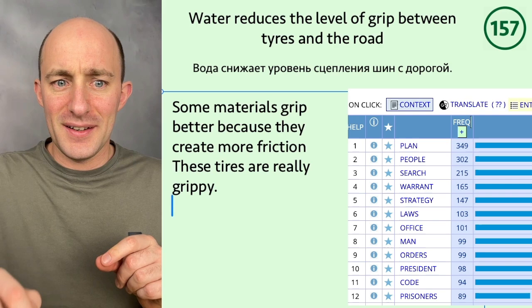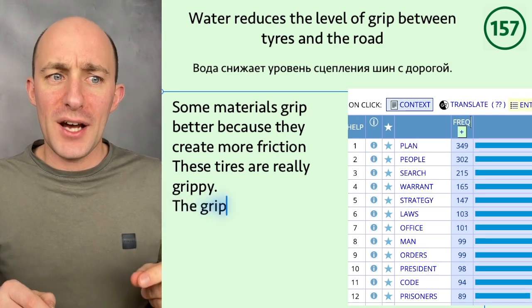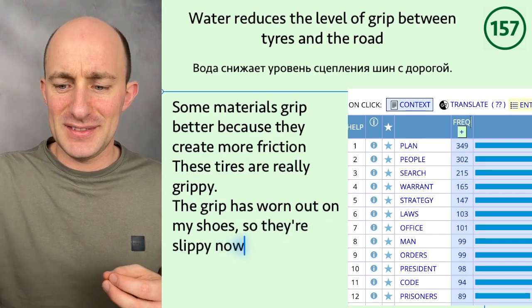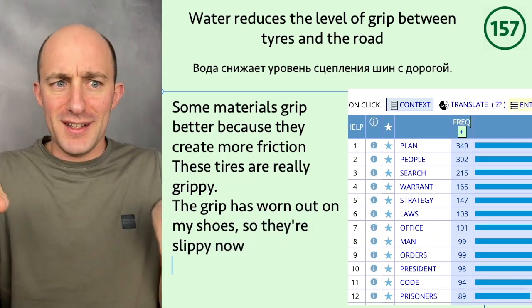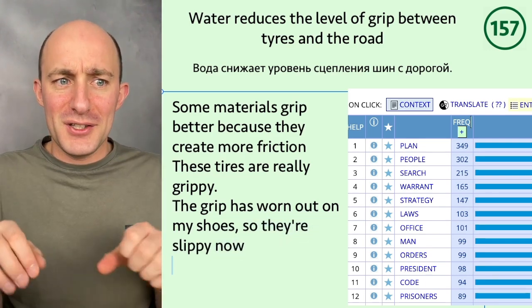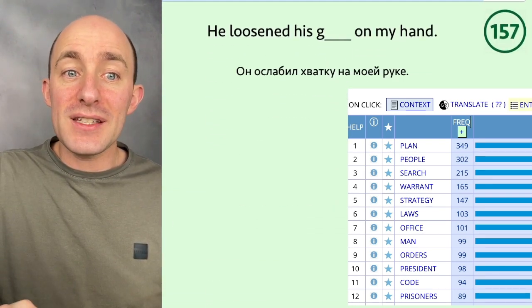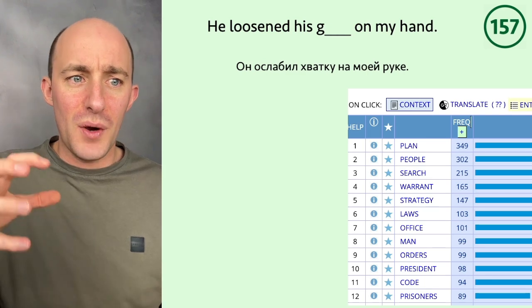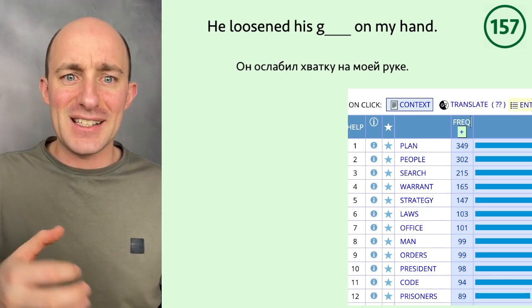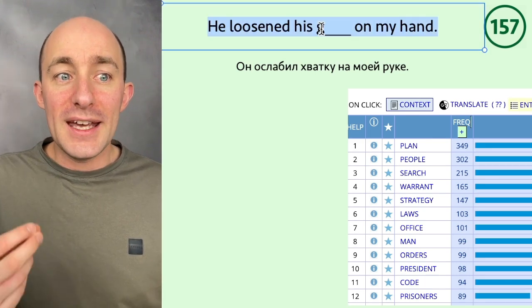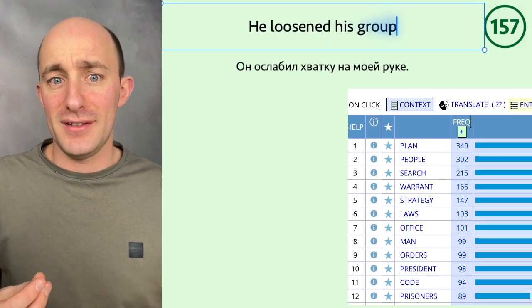Try again. The grip has worn out on my shoes, so they're slippy now. So the grip on shoes is the stuff on the sole, on the bottom, which helps them to grip. And grip is also used when we just squeeze something. So он ослабил хватку на моей руке, he loosened his grip on my hand.